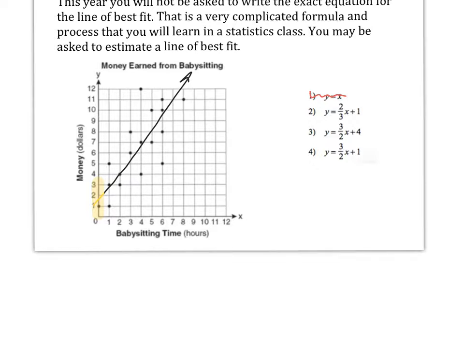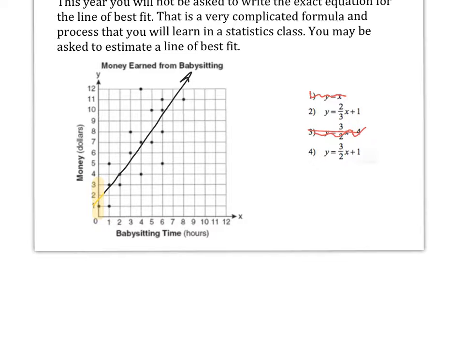Number 2, y equals 2/3 x plus 1. Could potentially be that, right? Because it looks like it's about 1 for a y-intercept. Number 3, y equals 3/2 x plus 4. Okay, so I'm going to say no to that one because 4 is a little bit too high for the y-intercept. And then number 4, y equals 3/2 x plus 1. That could definitely also be a potential option.